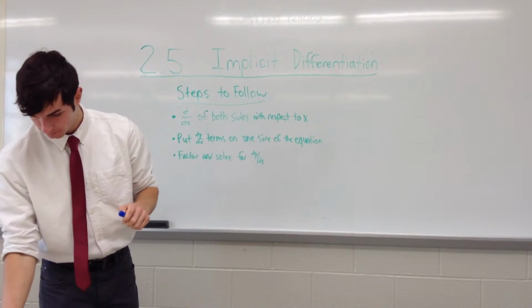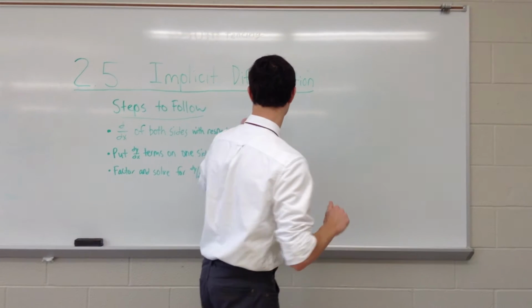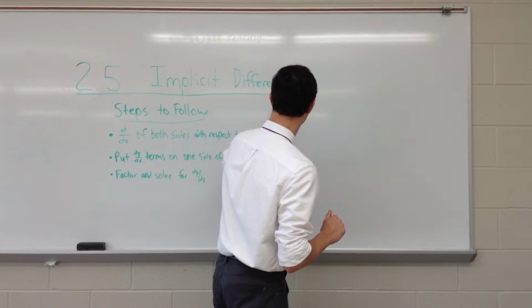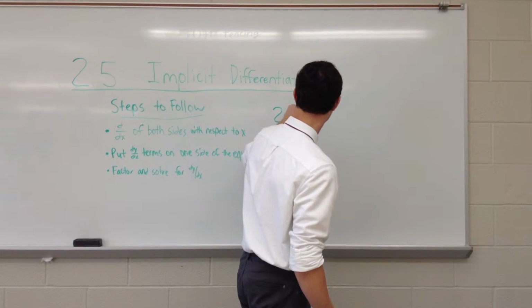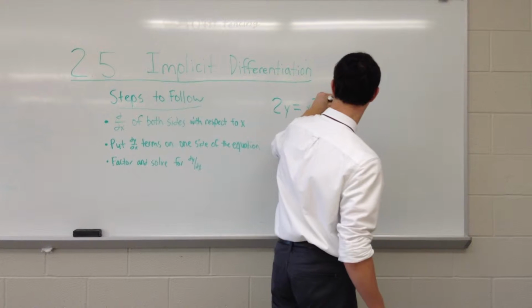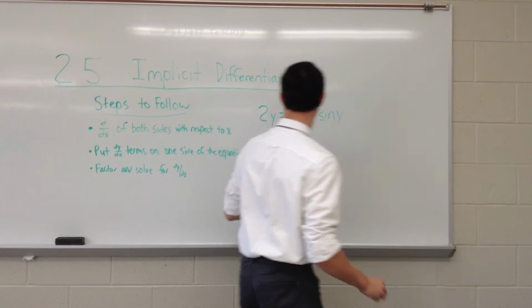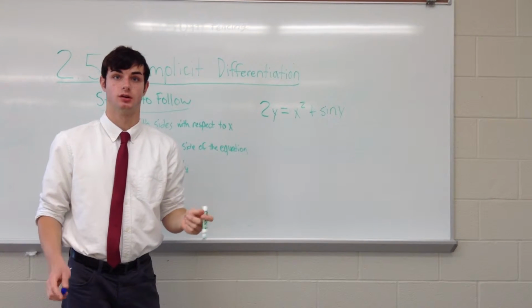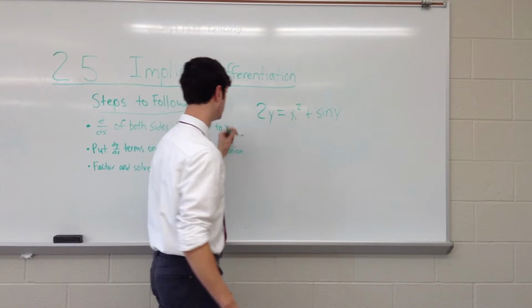So say you had the equation 2y equals x squared plus sine y. Okay, so now what you're going to want to do is derive it and try and isolate dy/dx. So on this side, you're going to have 2.